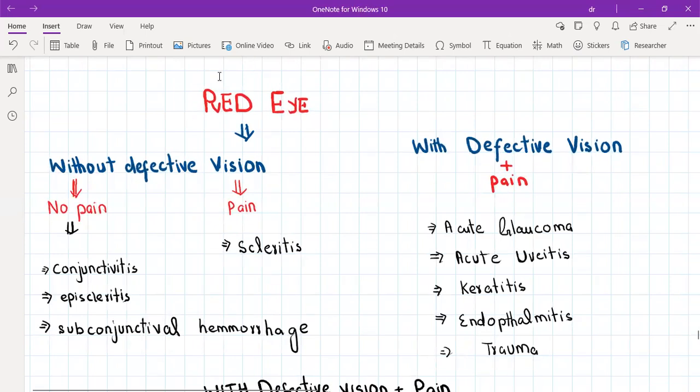So we can classify red eye again into two groups, with defective vision and pain and without defective vision. Okay. So if the patient is having red eye, we can classify this symptom into two groups. One is defective vision and the other is without defective vision. Those with defective vision also cause pain. Okay. So under this group, we have acute angle closure glaucoma, which presents with, as you all know, pain, defective vision, and red eye. But in acute angle closure glaucoma, the most predominant symptom will be pain.